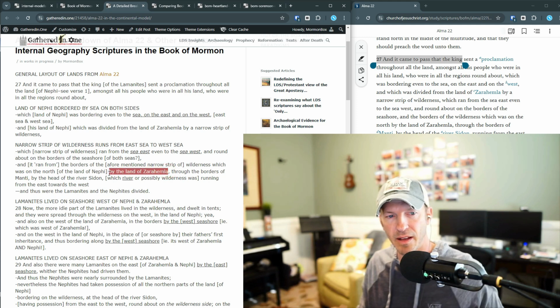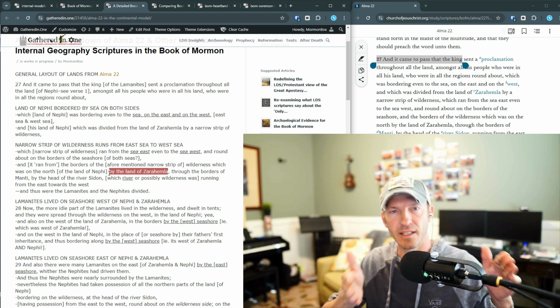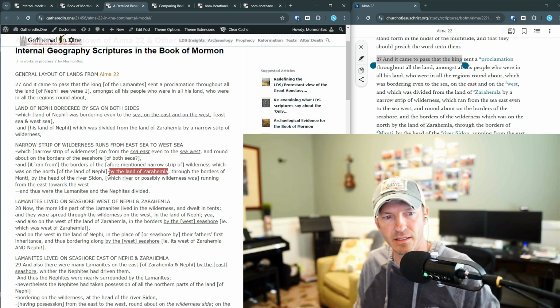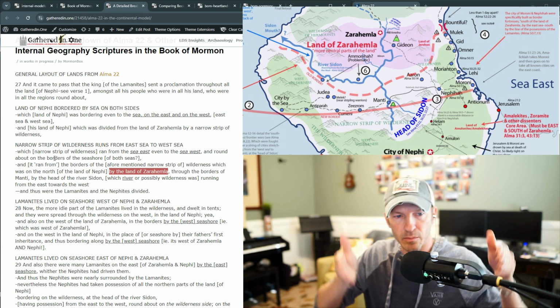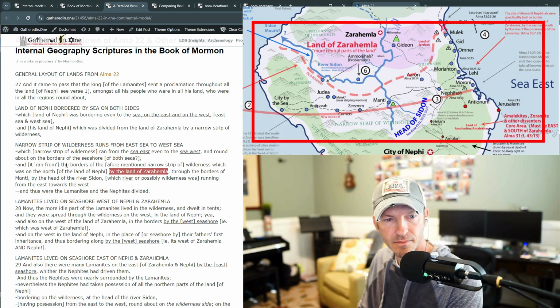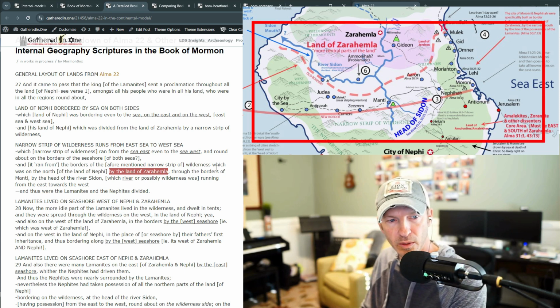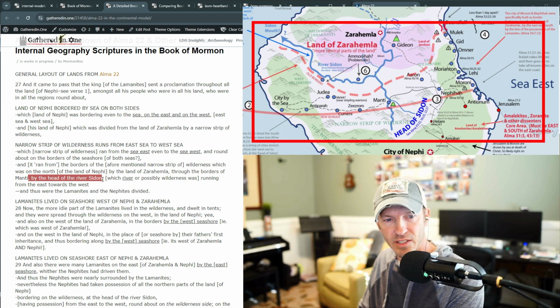Okay, so he's talking about the borders here that are bordering up along the seashore, obviously, right? And so those borders of the seashore, right? That wilderness that went along the borders of the seashore, and it went along the borders of the wilderness, which was on the north of the land of Nephi by the land of Zarahemla through the borders of Manti by the head of the river Sidon.